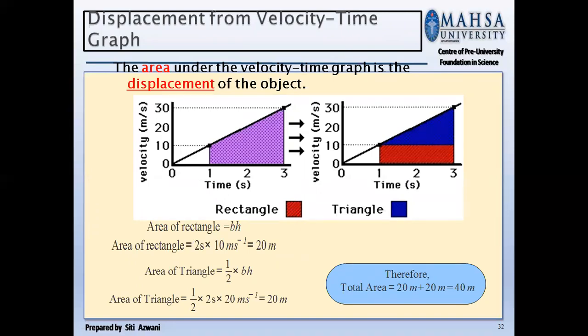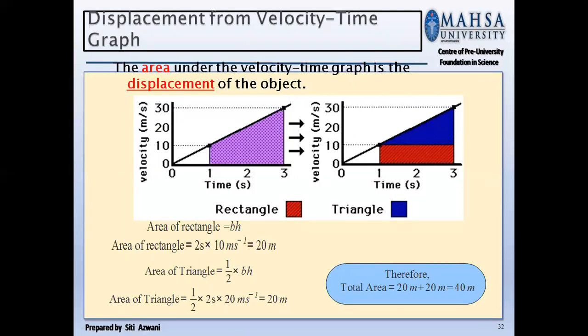The total area of the rectangle, and the total area of the triangle here. By using the formula, you get the area of the rectangle 20, the area of the triangle 20. So the total area is 20 meters plus 20 meters, which is equal to 40 meters.